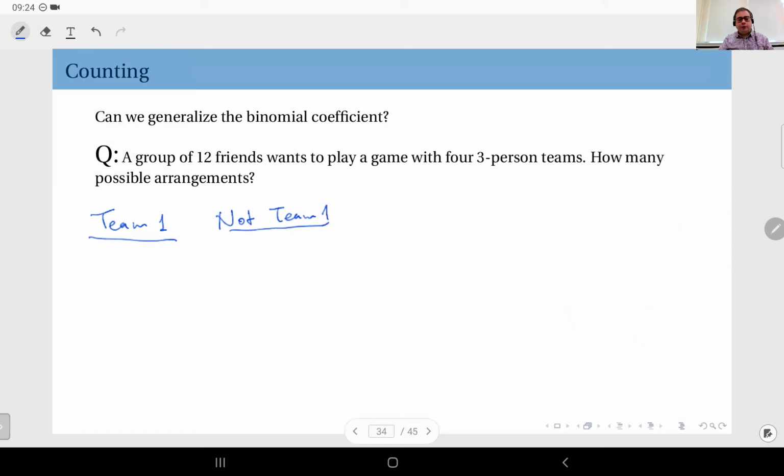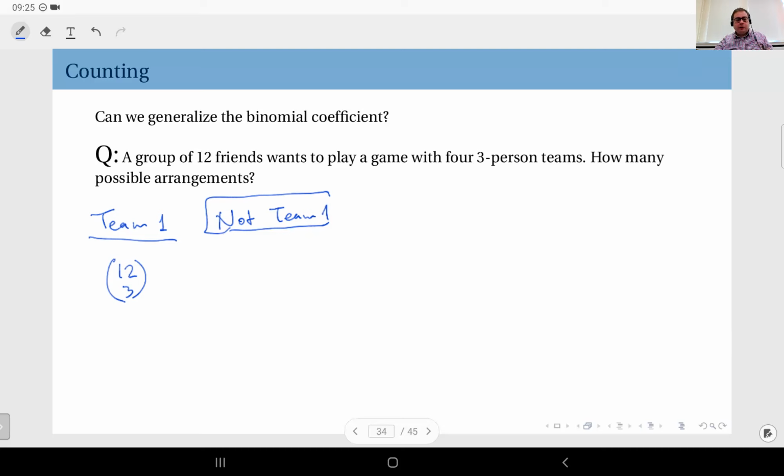So what I'm doing is I'm selecting 3 out of 12 to put in the first team. And I can do that obviously in 12 choose 3 ways. And clearly the remaining 9 is going to be in not team 1. So essentially I'm building 2 teams here in my first step, and that's team number 1 and the rest. And this I can do in 12 choose 3 ways.